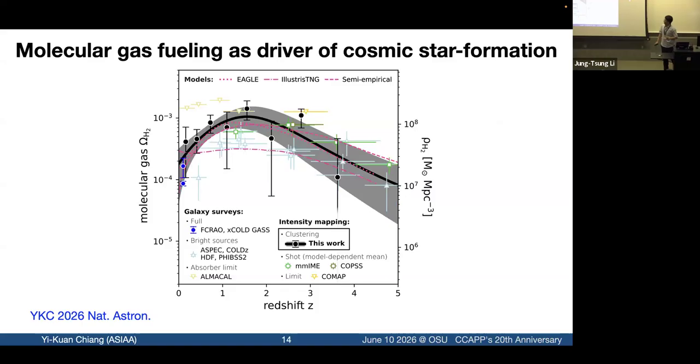Okay. Key thing that we learned from the CO background is to use low J to probe molecular gas mass. So this is the omega H2, the cosmic molecular gas density, and my constraints are in this block symbol. We find that there is a strong evolution, kind of mirroring the evolution of star formation history. And then the overall amplitude seems to be roughly about a factor of 2 higher than previous galaxy survey measurements. Those are shown in the light blue dots.